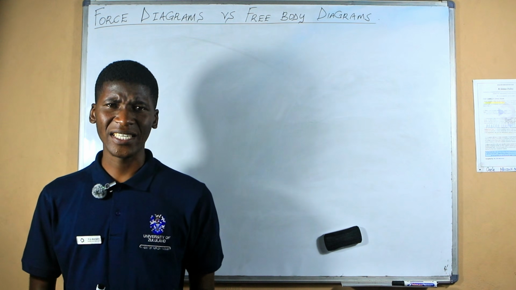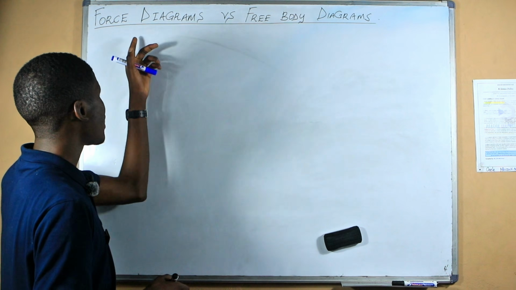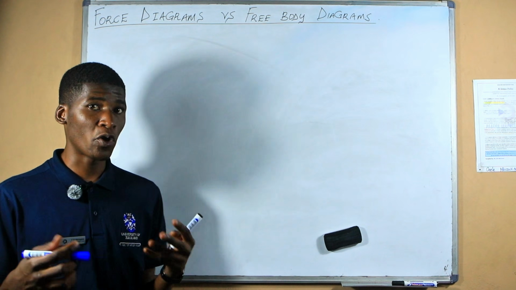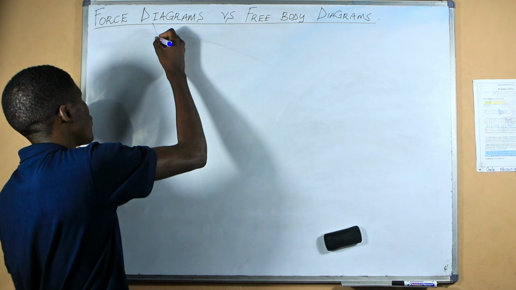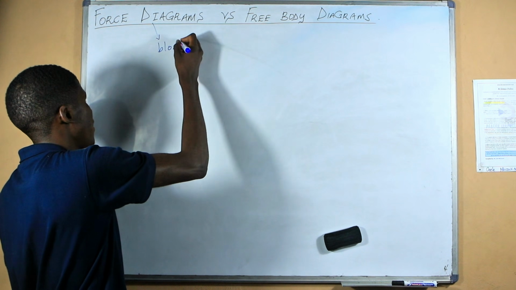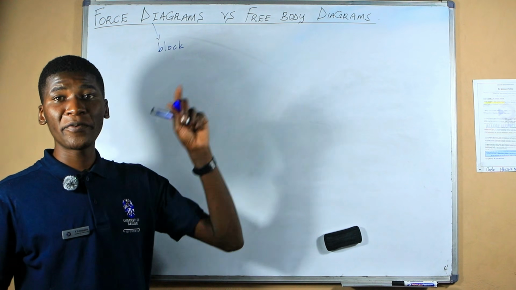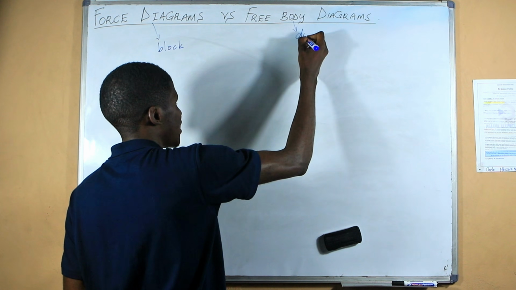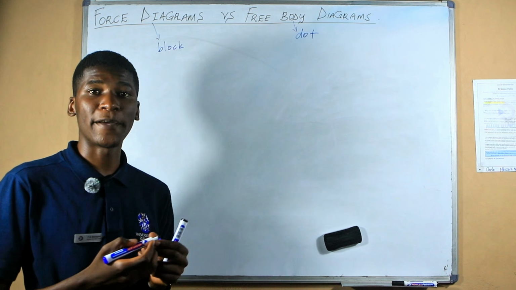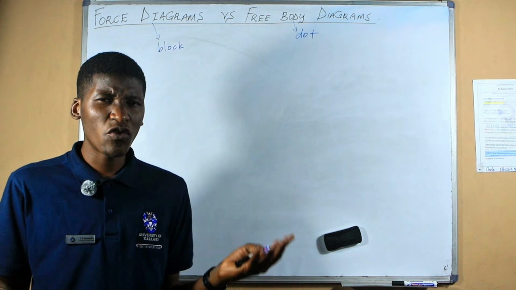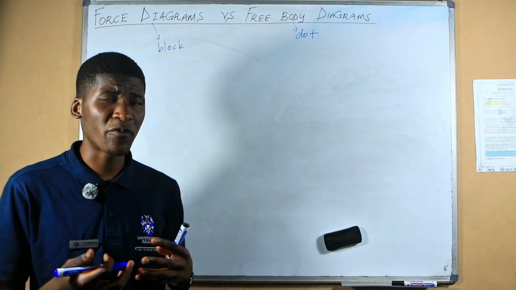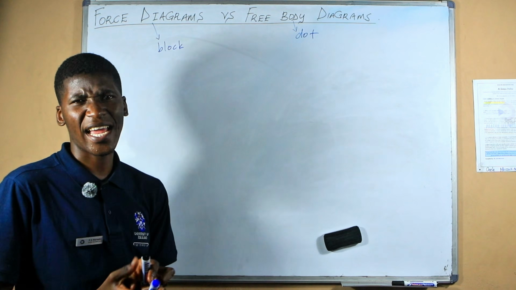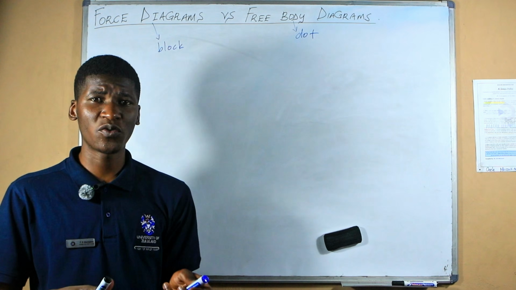What makes them different? First of all, whenever we talk about force diagrams, we represent an object as a block. But in a free body diagram, we represent an object as a dot. So this is the main difference between them. Whenever I want to talk about any object that is experiencing a force, I'm going to use a block for a force diagram and a dot for a free body diagram. But let's look at how that works.